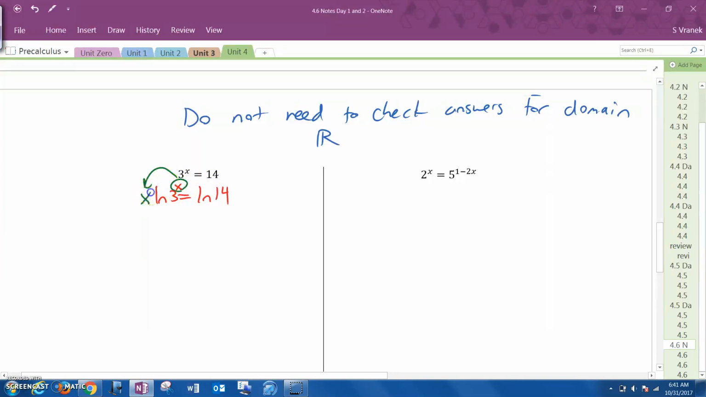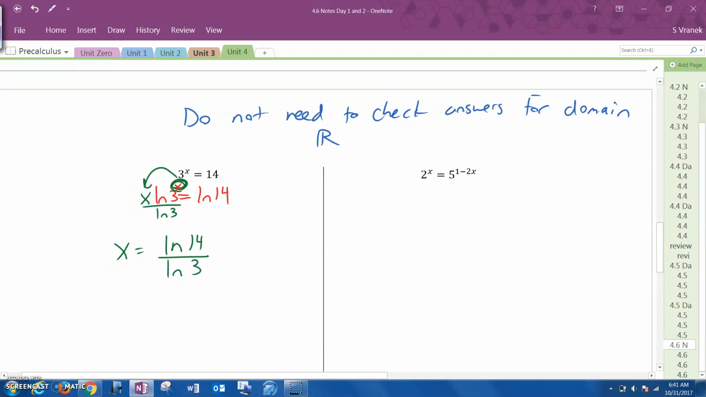And now I can bring the x down here. Okay? So then finally I could say x is equal to, and then you can divide by natural log of 3. So we get natural log of 14 divided by natural log of 3. So that would be the exact answer.